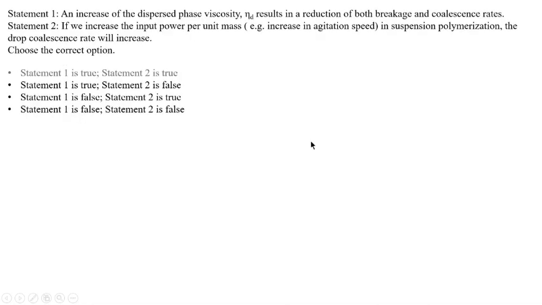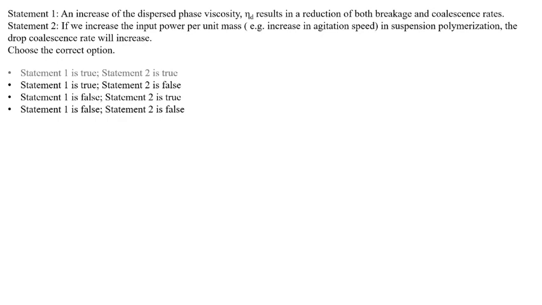Next one. Statement 1: An increase of the dispersed phase viscosity eta d results in a reduction of both breakage and coalescence rates. Statement 2: If we increase the input power per unit mass, that is, increase the agitation speed in suspension polymerization, the drop coalescence rate will increase. So, what is the correct answer?